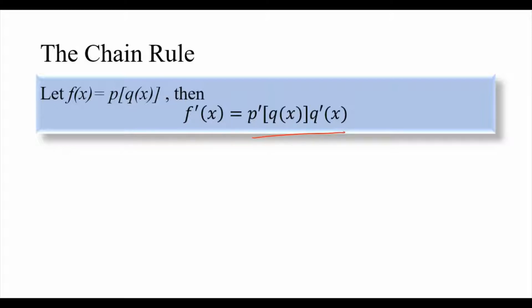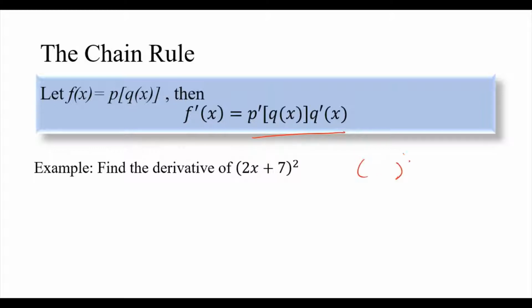Let's see how we're going to apply that rule. It sounds complicated, but it really isn't. So if we have the function 2x plus 7 all squared, then we have a composite of two functions. The outer function is basically something squared, and the inner function is 2x plus 7 in this case.